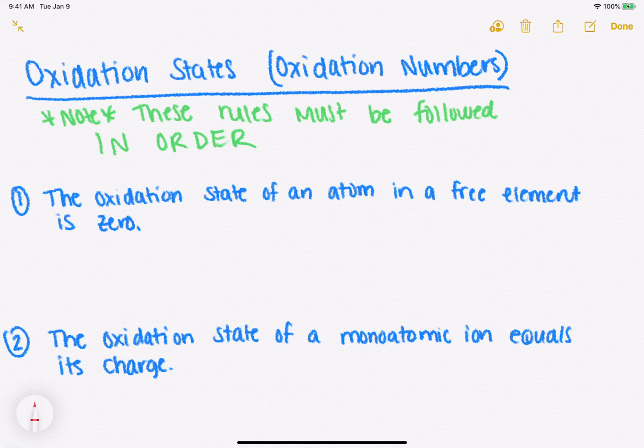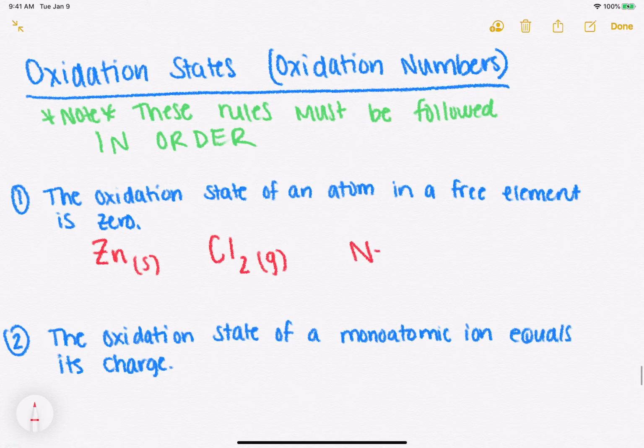The first rule: the oxidation state of an atom in a free element is 0. So what does that mean? Well, an atom in a free element is something like, for example, solid zinc, Cl2 gas. Remember, chlorine is a diatomic element. Or neon gas. These are all elements that are pure in their most stable form, and so all of these would have an oxidation state of 0.